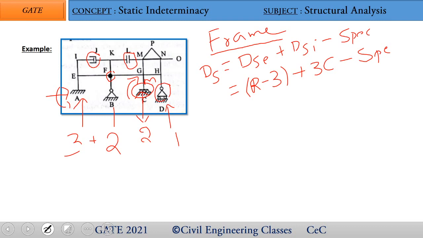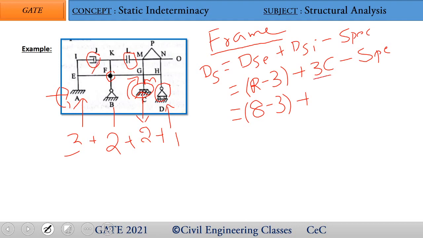So 3 plus 2 plus 2 plus 1. Okay. So 5, 7, 8. So the total number of reactions is 8, minus 3. Okay. Plus 3c. See, what is c? C is nothing but the closed group.